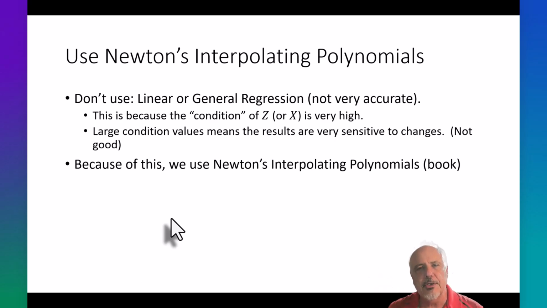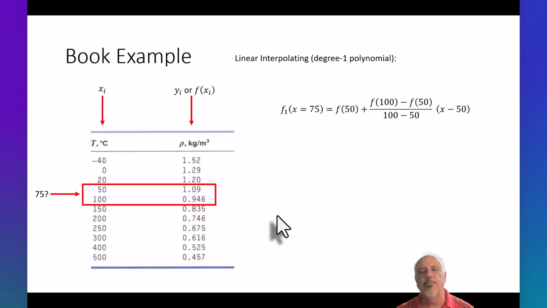We're going to use Newton's interpolating polynomials. I just wanted to say that we wouldn't want to use a general regression or linear regression that we had studied earlier. This is not going to be very accurate because the condition is going to make it very, very sensitive to changes. So large condition values. Because of this, we're going to be using Newton's interpolating polynomials just like what's in the book.